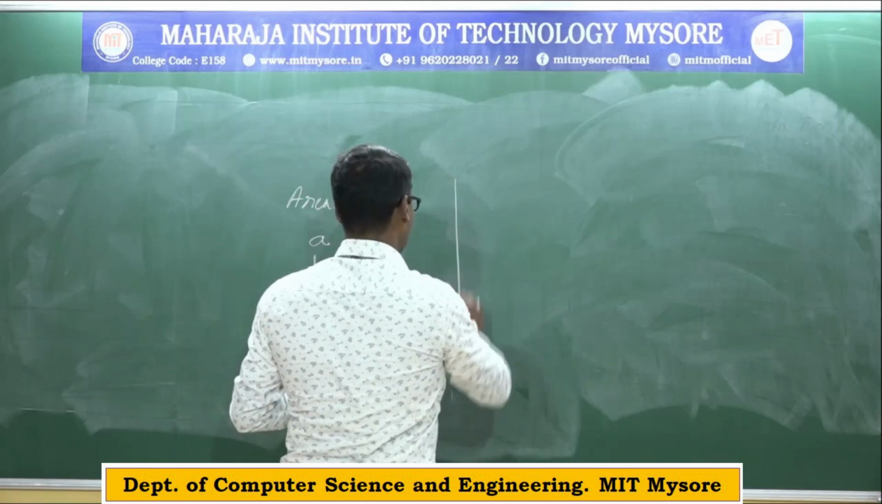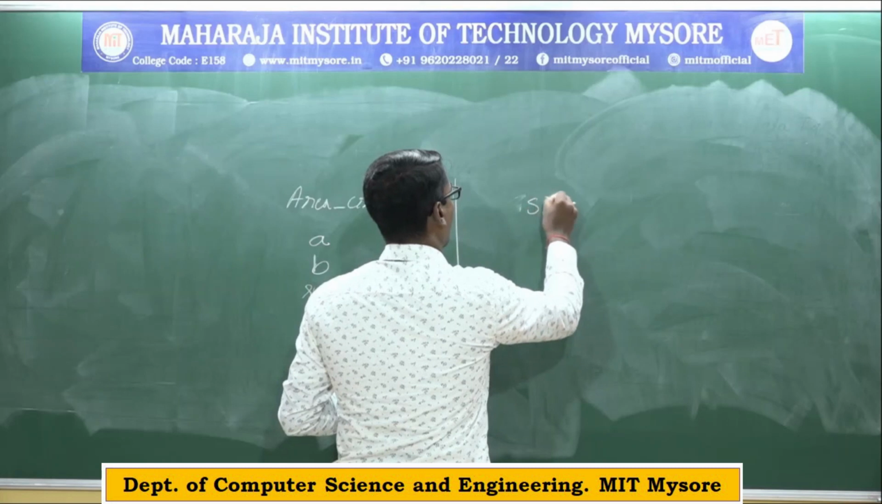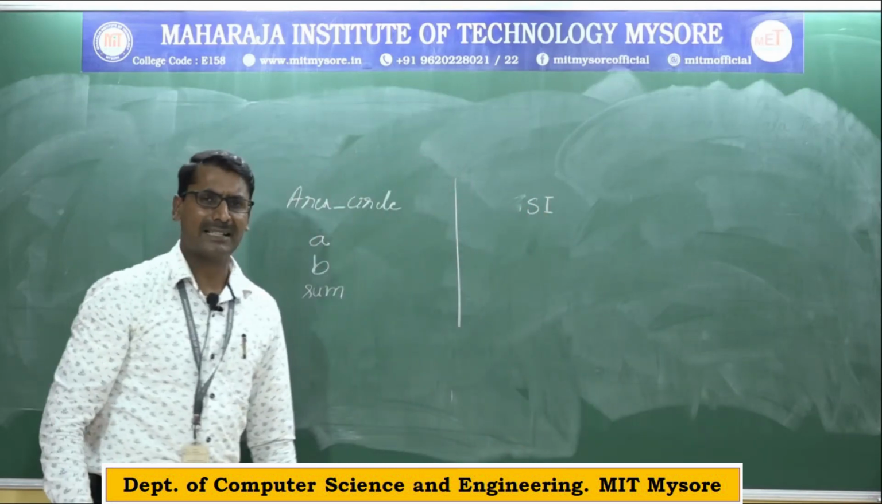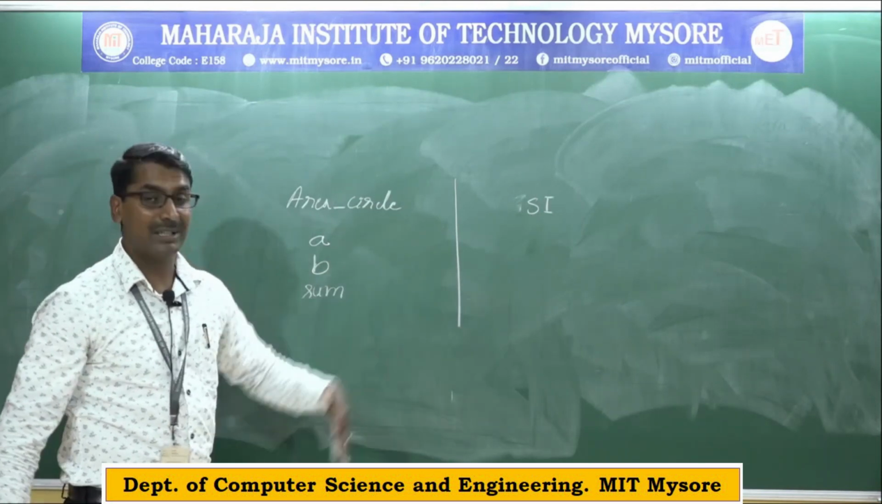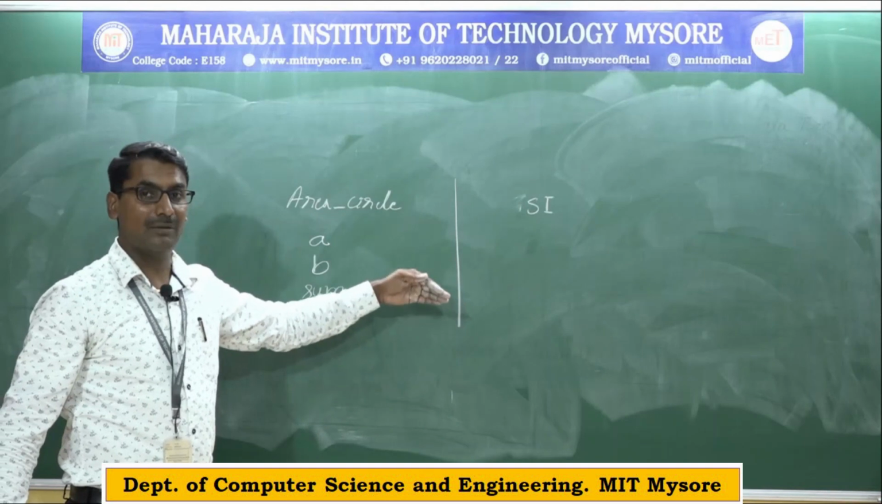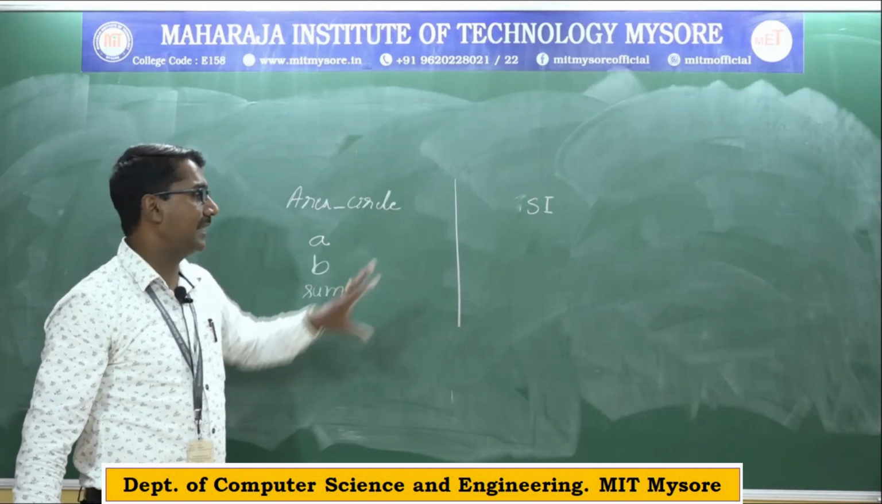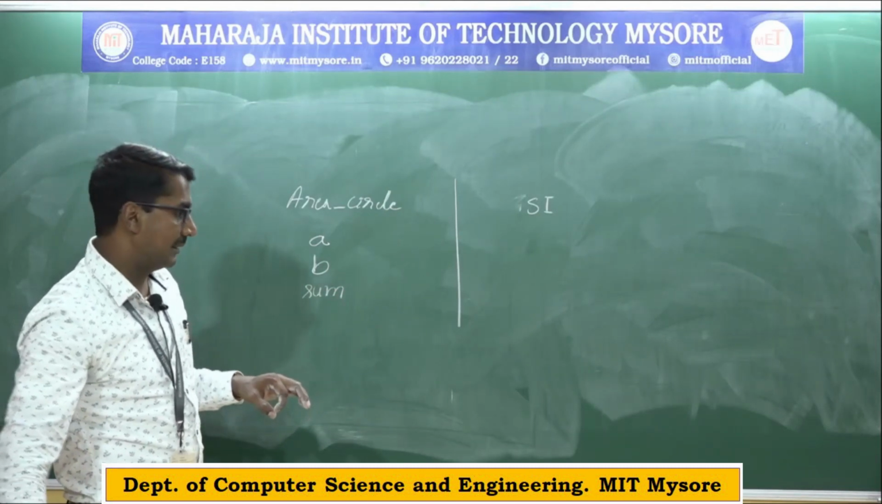One more example is the variable SI. What does SI indicate? SI indicates simple interest. So this variable signifies that in this program we are going to calculate simple interest. By seeing the name we can easily understand.